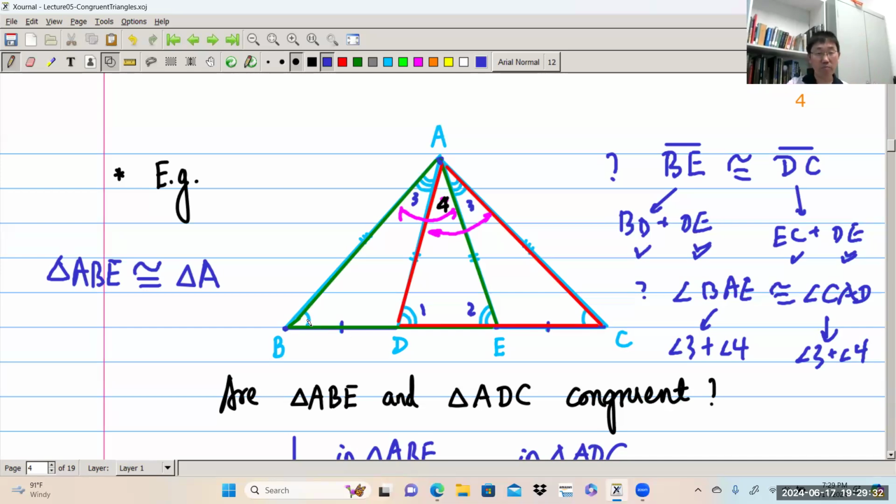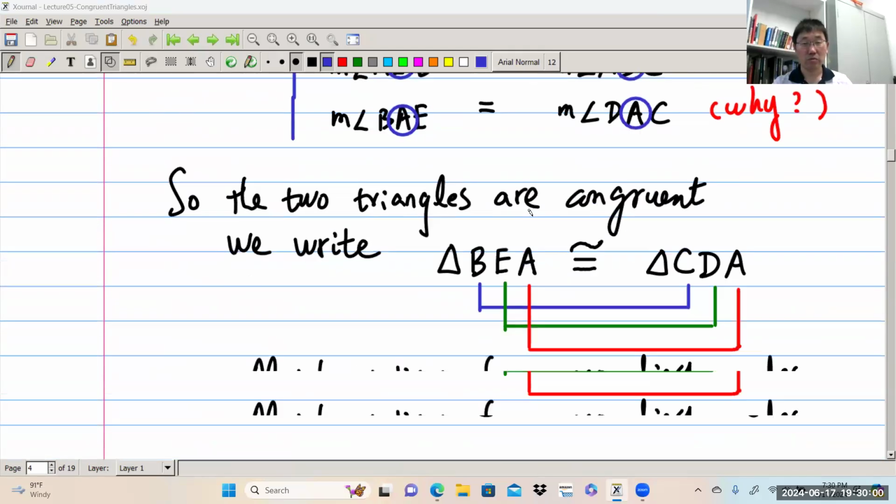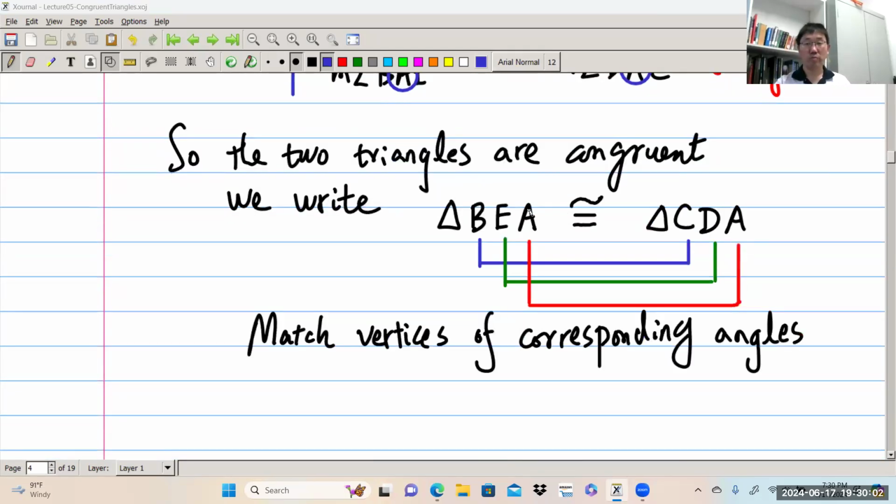C, yes. Angle B is congruent to angle C. So the next letter should be C. And finally, E corresponds to what? To D. See, angle 2 is for letter E, and angle 1 is for letter D. 1 and 2, they are congruent. So that's the right way to write down the congruence. Does that make sense to you guys? Okay, good. So you need to match vertices of corresponding angles.